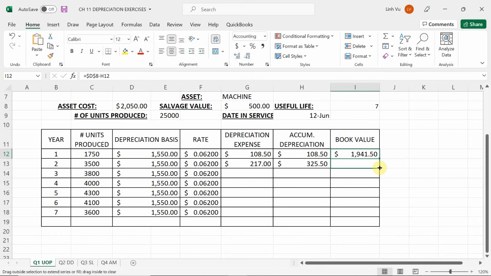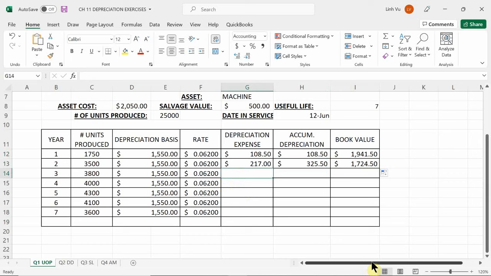Okay, so which numbers am I going to be using this time? It's 2050 minus accumulated. Correct. That one is always the same. So you don't ever take the book value. You're always going to be taking the asset cost, or cost of the asset, minus accumulated. 1724.50. All right, good.